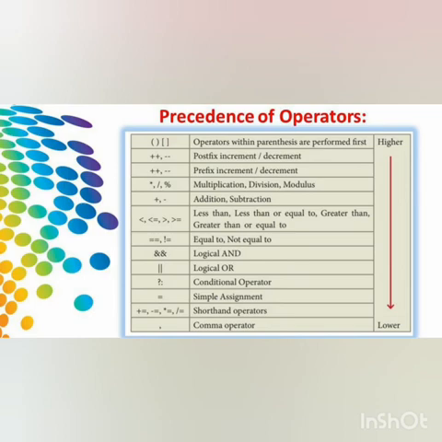And the next priority is logical and, then logical or, then the conditional operator, then the simple assignment operator, then the shorthand operators like plus equal to, minus equal to, star equal to, slash equal to, and at last the comma operator. So these are the precedence of operators.